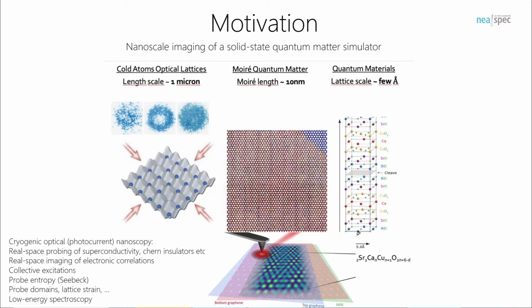And something that I will also show you is that we can probe other properties, like the Seebeck effect, which is a photothermoelectric effect. And this is effectively probing the entropy of the system. So there are a lot of parameters you can probe. Of course, you need cryogenic temperatures. So we're building this type of platform.